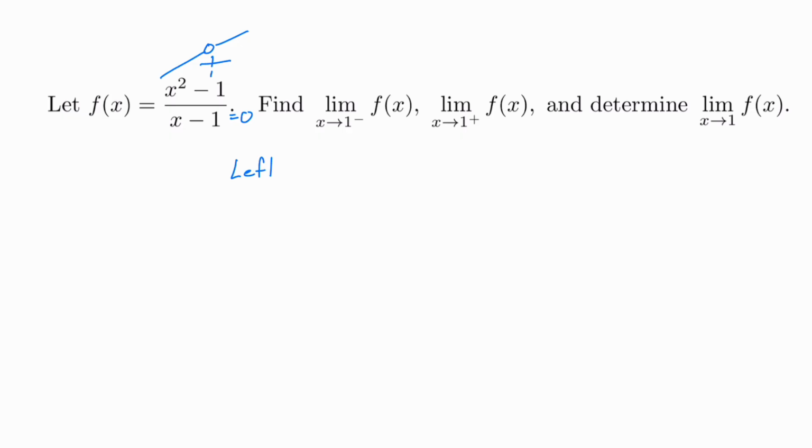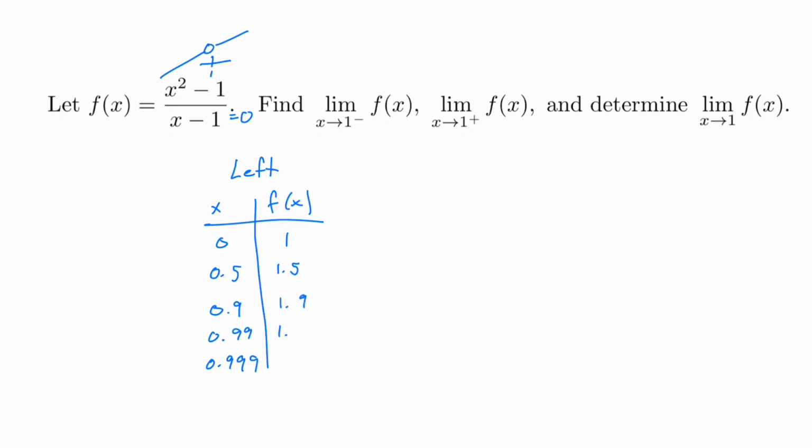If we look from the left-handed side, we get x and f of x, and we're looking at the point 1, so we need to find values slightly less than 1. So let's start with 0, 0.5, 0.9, 0.99, and 0.999. If we go ahead and plug these values in, we are going to end up with 1, 1.5, 1.9, 1.99, and 1.999. So these are gradually getting larger, getting very close to 2 here. So we can say that our left-hand limit is 2.